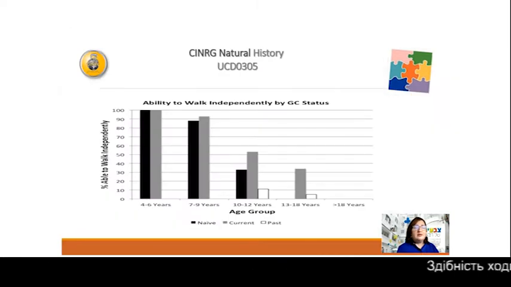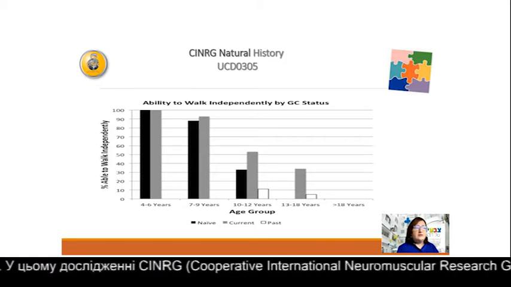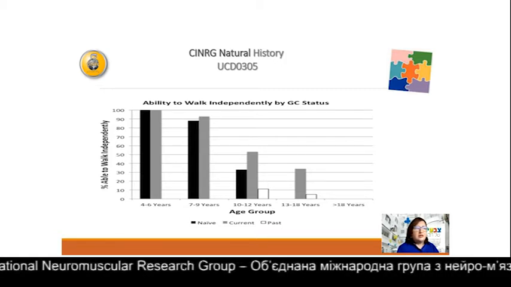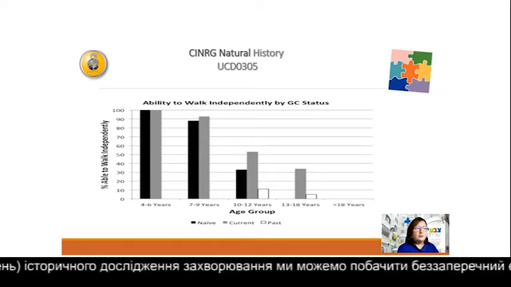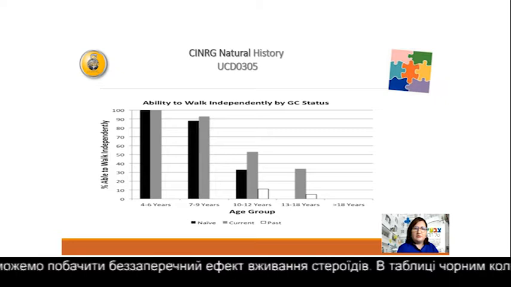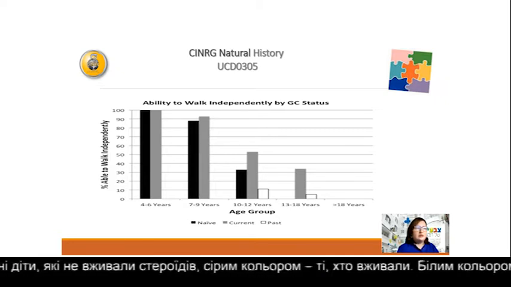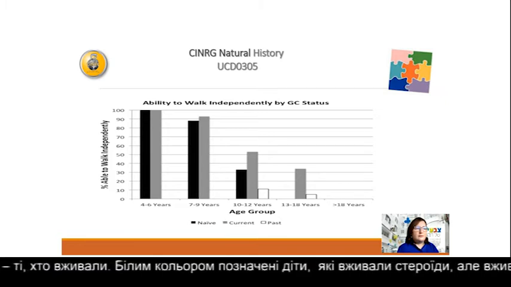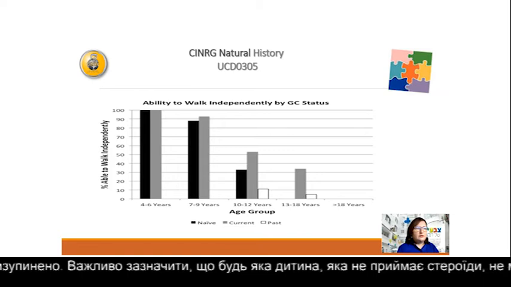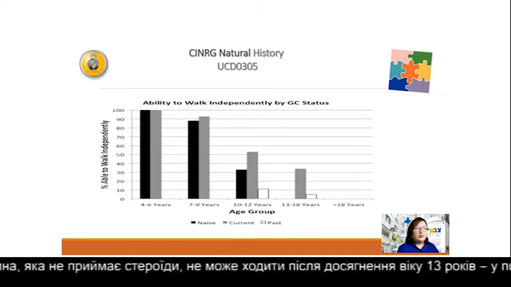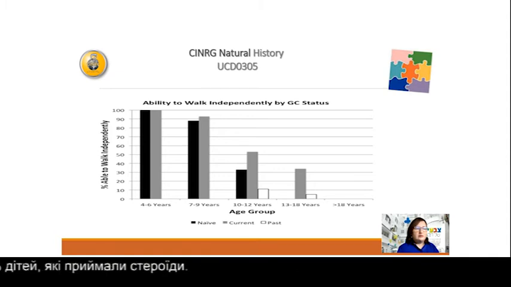In this study, the natural history of the disease, the effect of steroids can be seen excellently. In the graph, you can see children marked black who have not been treated with steroids, gray who have been treated with steroids, and white who have been treated with steroids and stopped treatment. It is important to say that all children without steroid treatment are unable to walk after the age of 13, compared to 40% of children taking steroids.